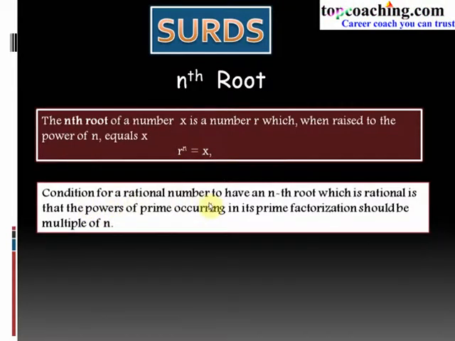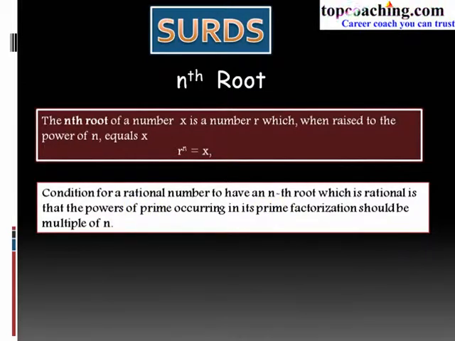The condition for a rational number to have an nth root which is rational is that the powers of the primes occurring in its prime factorization should be a multiple of n. So if we factorize any number into its prime factors, and the indices are multiples of n, then we get a rational nth root.